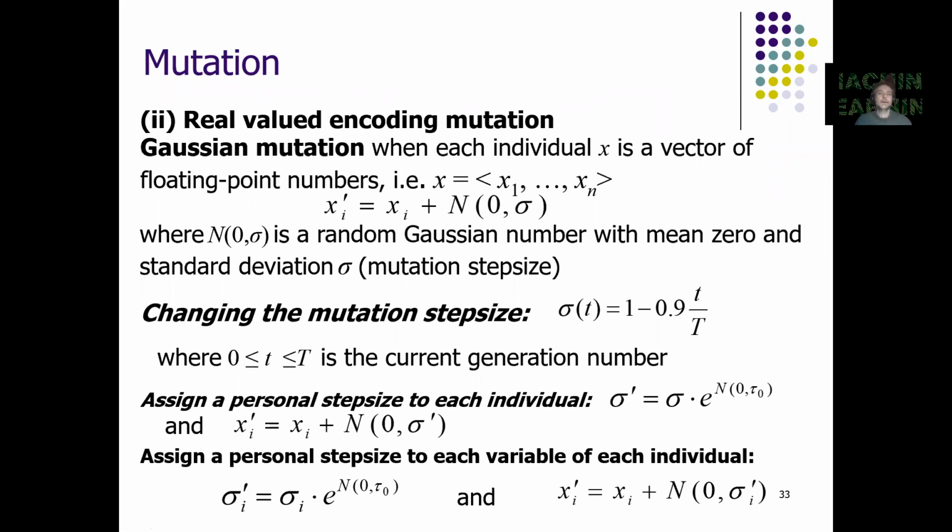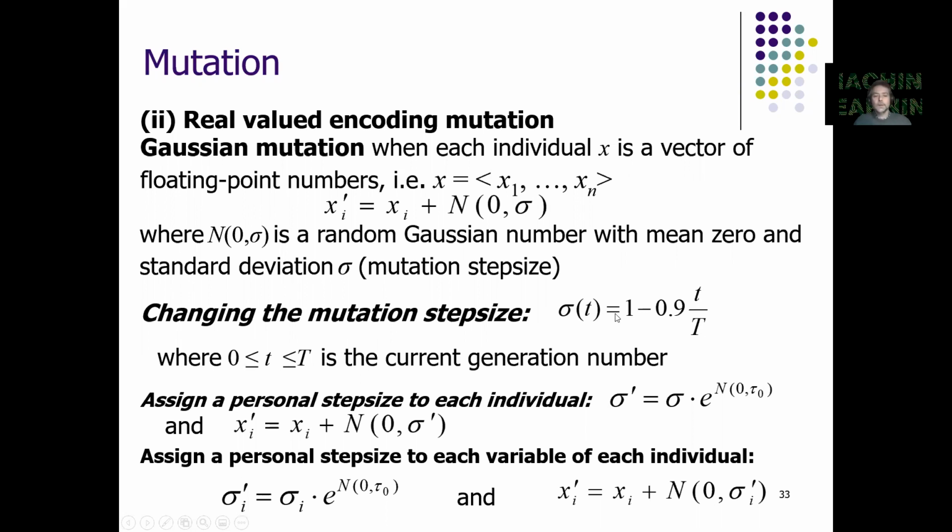details about mutation in the context of real value encoding. I already referred to Gaussian mutation. This is basically the use of Gaussian random noise, mean zero, and standard deviation sigma. Sigma is called mutation step size in our case. I explained about that already, but it is possible in GAs to use adaptive mutation step size, and you can see here different ways someone could adapt the mutation step size.